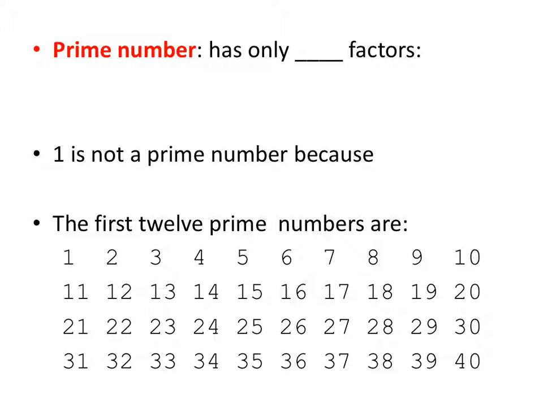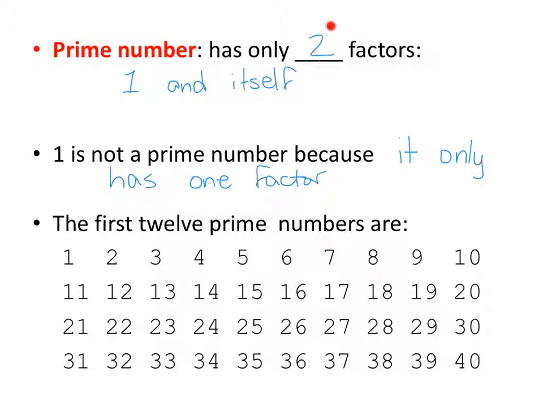The other vocabulary term we need this lesson is a prime number. A prime number has only 2 factors, 1 and itself. So for example, 3 is a prime number because its only factors are 1 and 3. The number 1 is not a prime number because it only has 1 factor. And the definition of a prime number is that it has to have 2 factors. So unfortunately, 1 doesn't make the list.